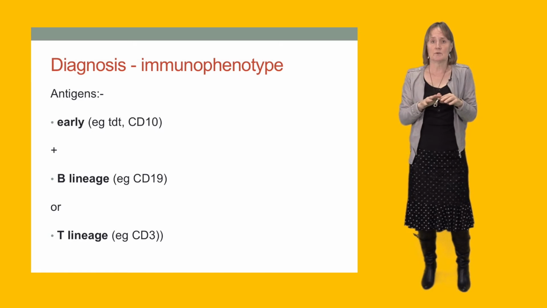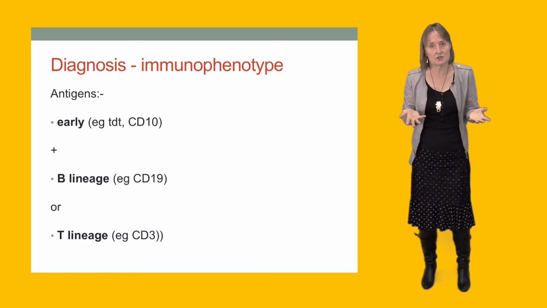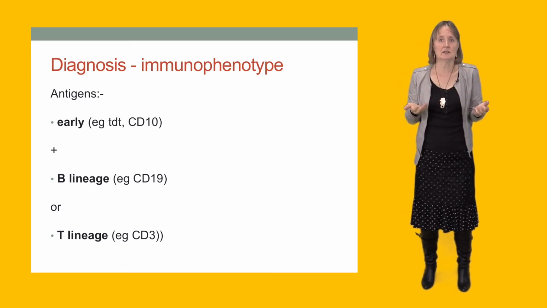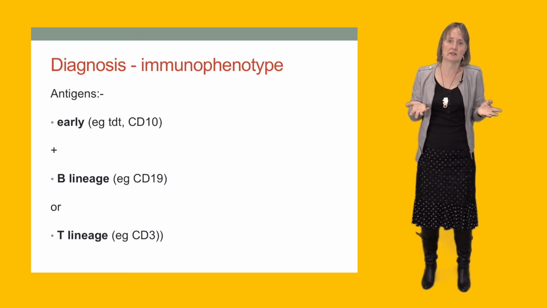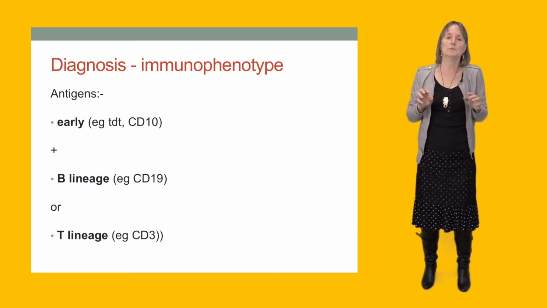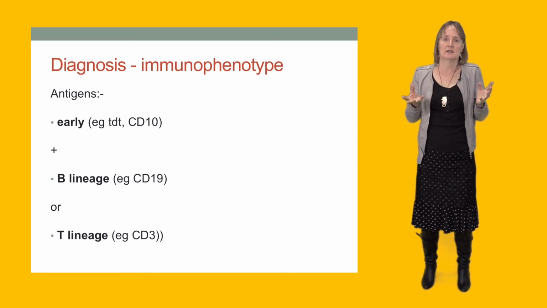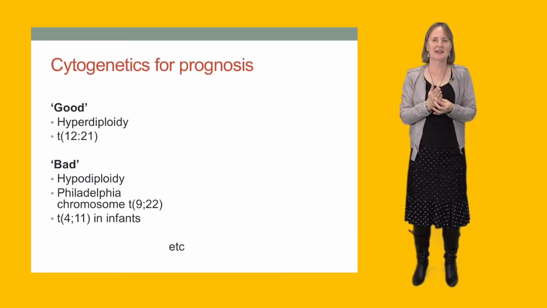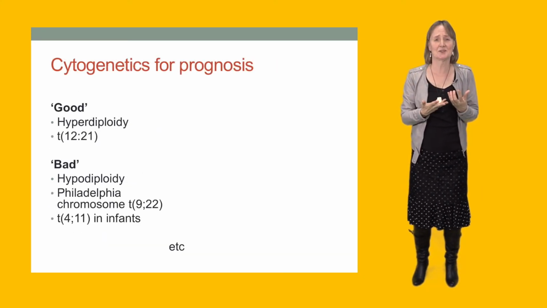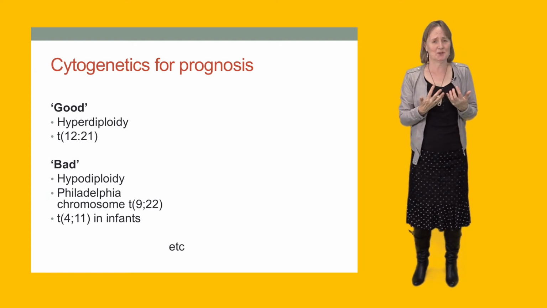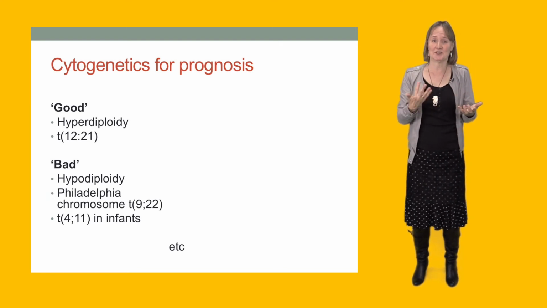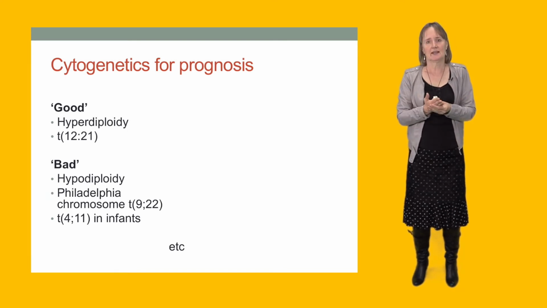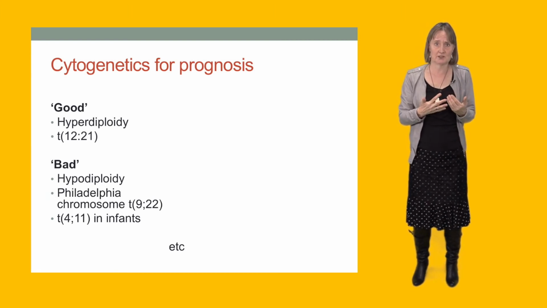And then we will be looking for B lineage antigens such as CD19 and T lineage antigens such as CD3. We look at more antigens than this, but this is just to give you the principles of immunophenotyping. And by now you'll probably already be expecting this slide, because after immunophenotyping, when we're looking at hematological malignancies, we generally do cytogenetics or molecular studies or both. And in ALL, we do cytogenetics primarily for prognostic information.